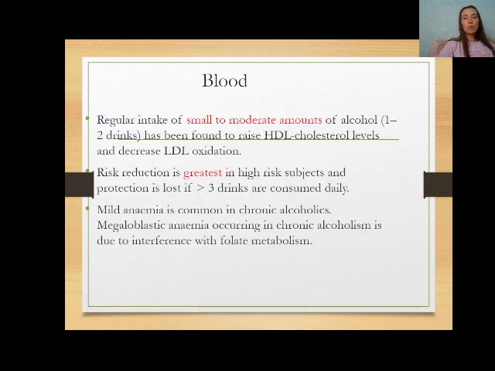How does ethyl alcohol act on the blood? Regular intake of small to moderate amounts of alcohol, 1-2 drinks, has been found to raise HDL cholesterol and decrease low density cholesterol oxidation. Risk reduction is greatest in high risk subjects, and protection is lost if more than 3 drinks are consumed daily. Mild anemia can occur, and megaloblastic anemia is very often seen in patients with chronic alcoholism.